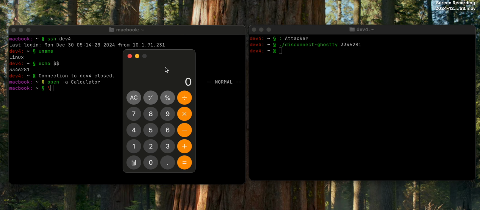So this was just a quick demo of one possibility. There are some other possibilities with this, so please make sure you upgrade.